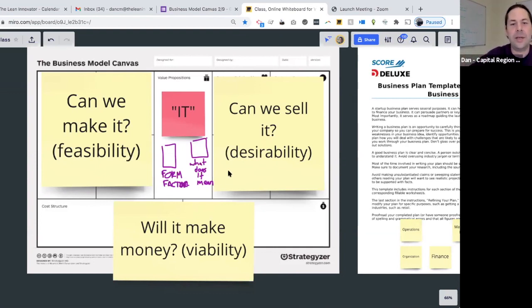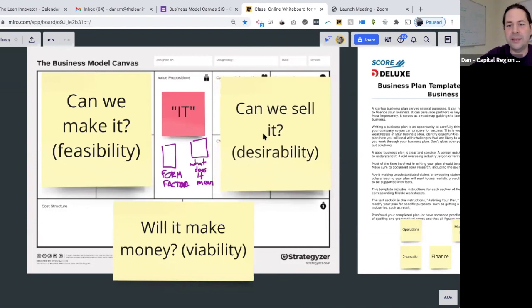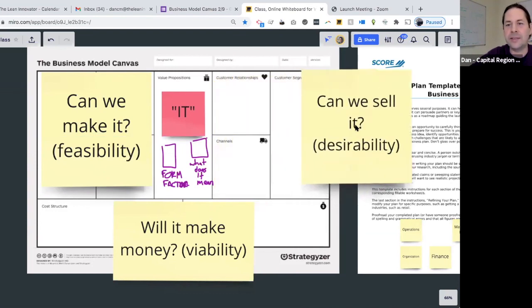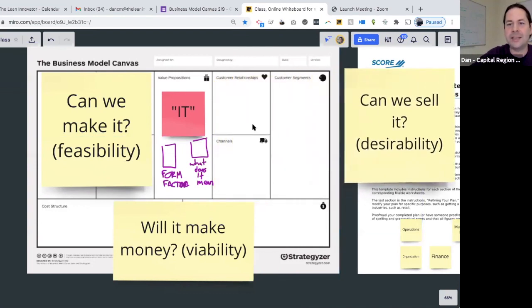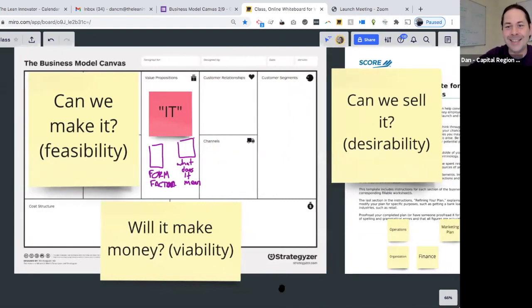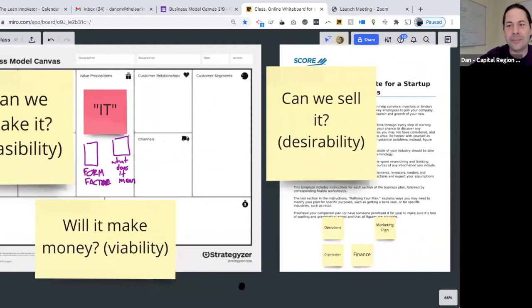All right, so let's look at this part first. Can we sell it? So is it desirable? I'm going to move this sticky note over here, and it's going to reveal 3 questions that answer that whole desirability thing. So what are the 3 things? Well, customer segments, right here, and then we have channels, and then we have customer relationships. Now, a quick word.